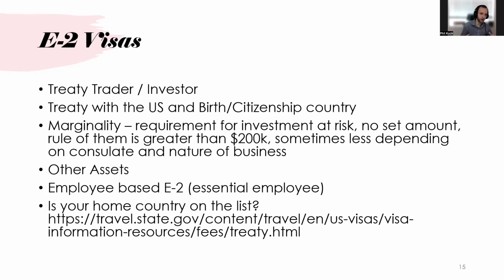There's a marginality requirement for E visas, a requirement for investment at risk. There's no set amount. We generally try to say $200,000 or more. Sometimes less, depending on the consulate and the nature of the business. I've heard of E visas getting in on like $1,000 or less. You always hear those crazy stories. Personally, I always recommend it to be higher than that. You can also get an E2 as an essential employee. You don't have to be the leader of the business, right? So that's something to explore there.